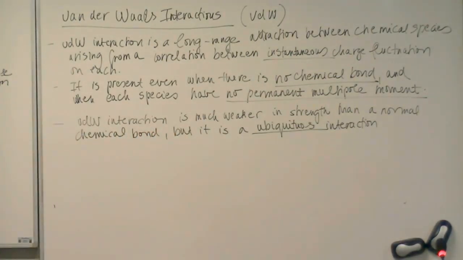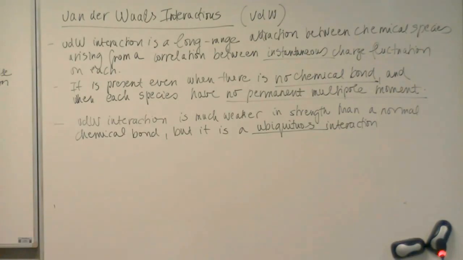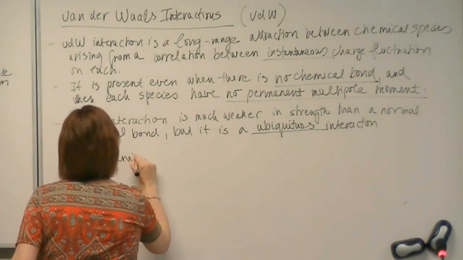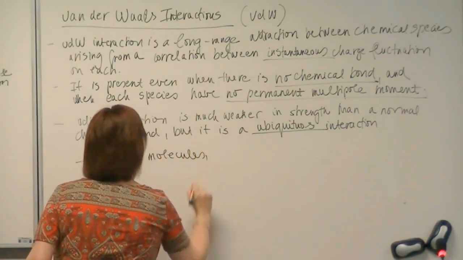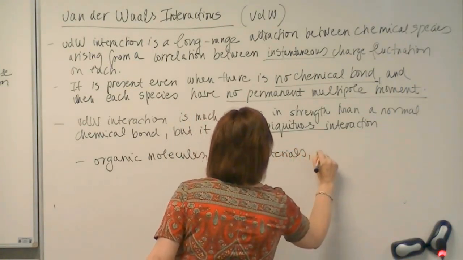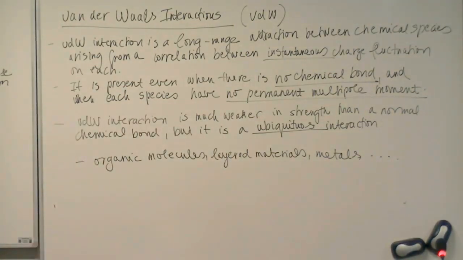So the van der Waals interaction is weak. How weak? Well, I can just give some rough data. It's 100 times weaker than a chemical bond. But it's present everywhere. It's literally a ubiquitous interaction because we find it everywhere in materials, like in protein folds, in organic molecules, in liquid water, in layered materials, etc., etc. Can cite hundreds of examples.